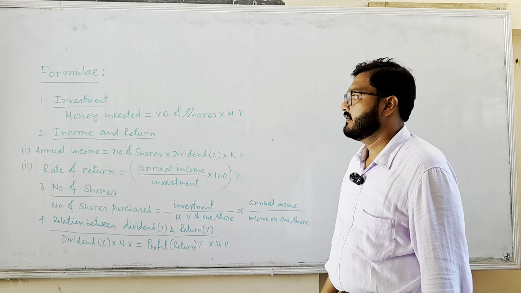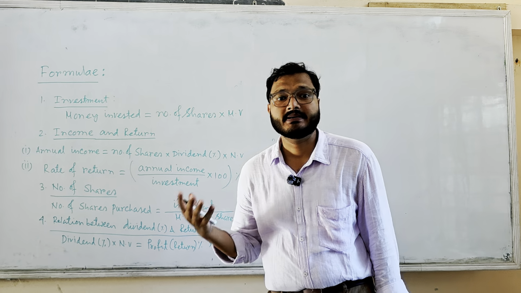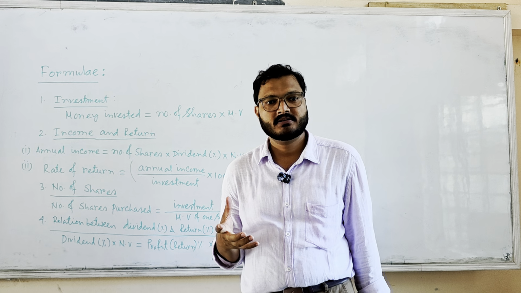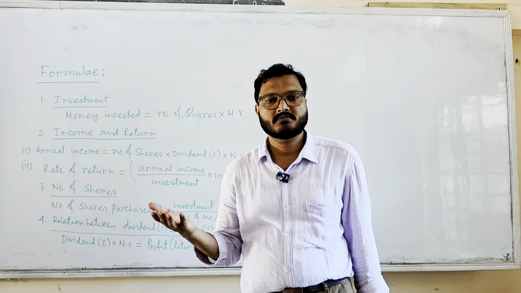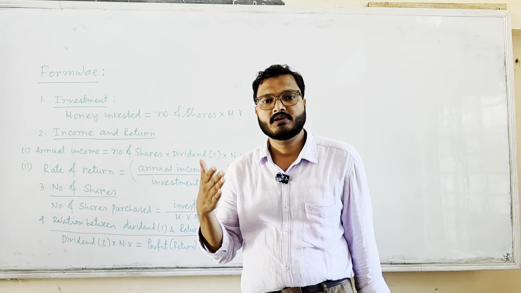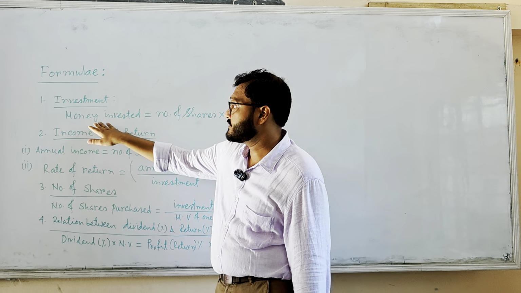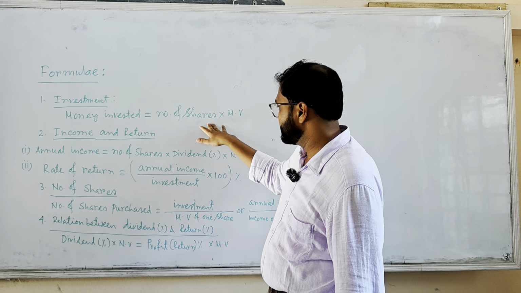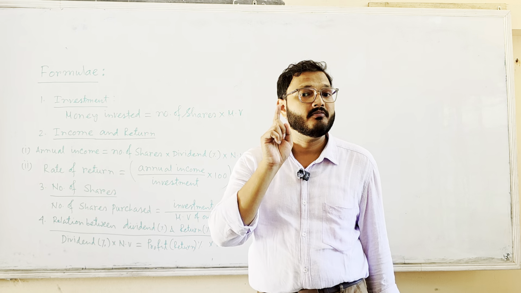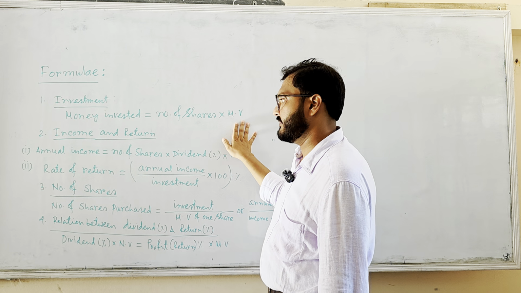The formulas are here. First, the formula of investment. How much investment did I do? Investment means how many shares I purchased into the market value. If I purchase 2 shares, then number of shares 2 into what is the market value of 1 share. So the formula of investment is: money invested equals number of shares into market value, because we purchase the shares at the market value.